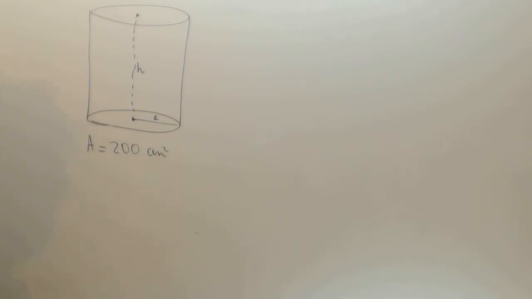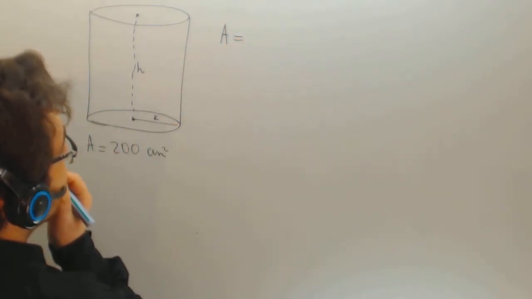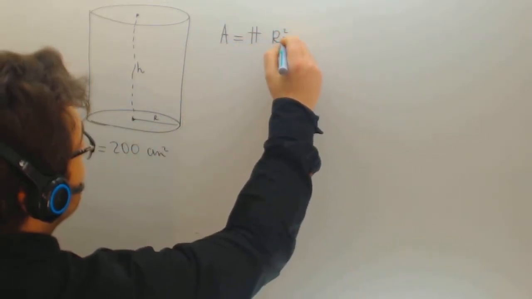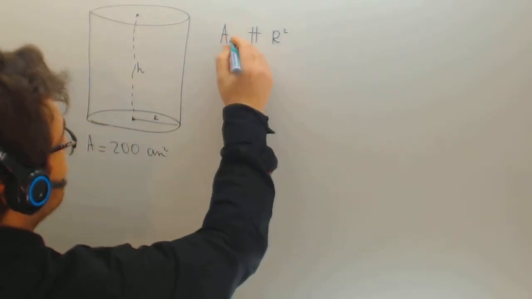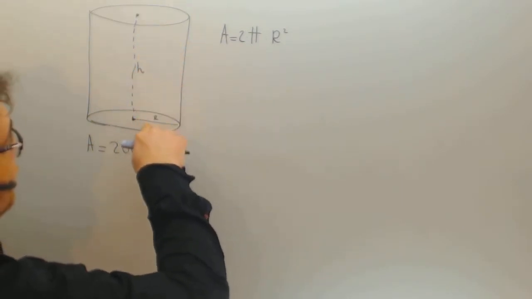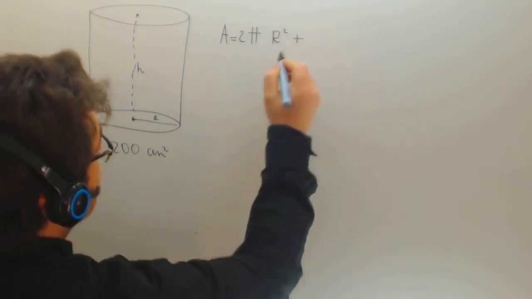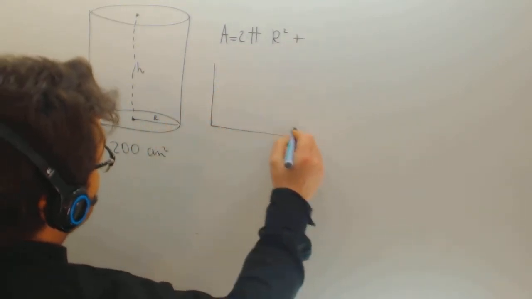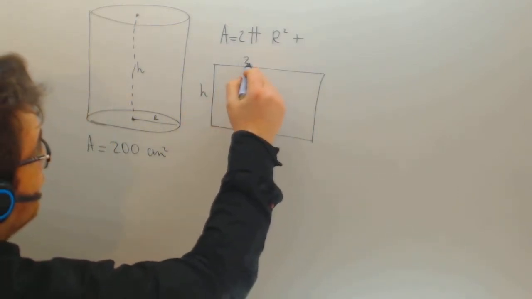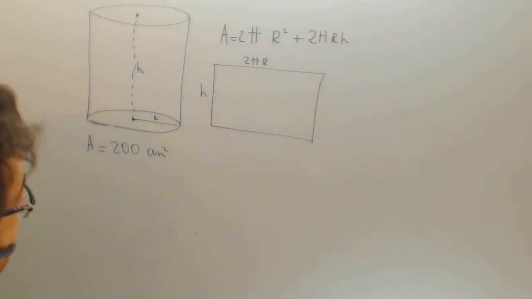Okay? So you have two formulas here. The area of the cylinder, that is, the area is πr squared times 2, because you have two circles here and here, okay? And then you have the lateral area, this is the h, and this is, so this is the area of a cylinder.